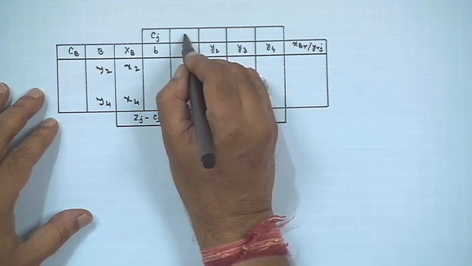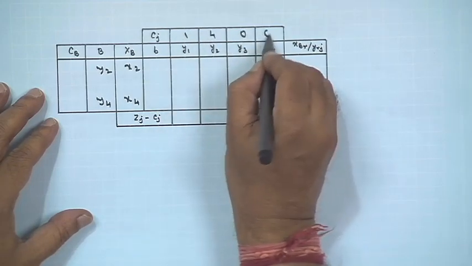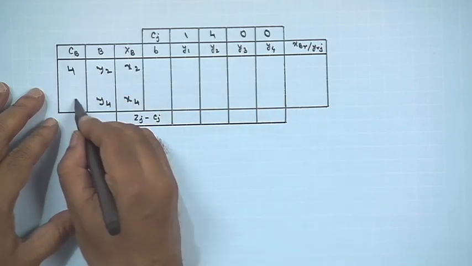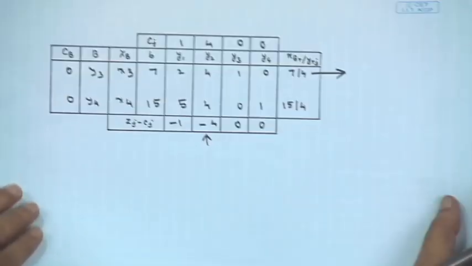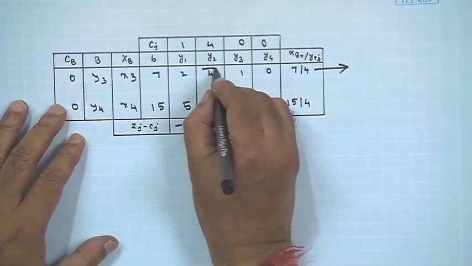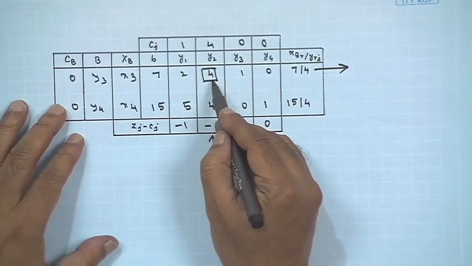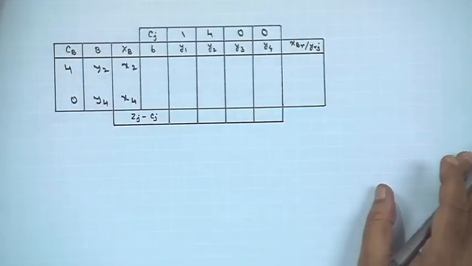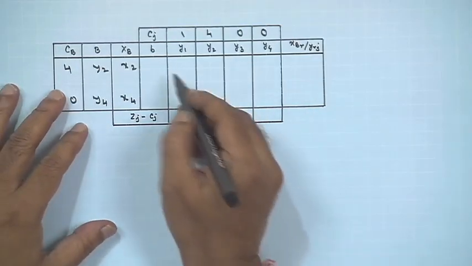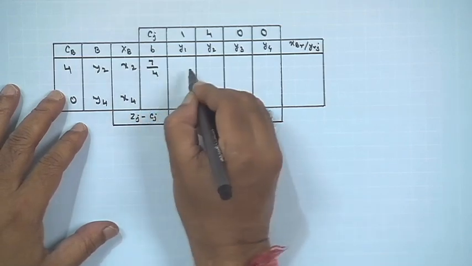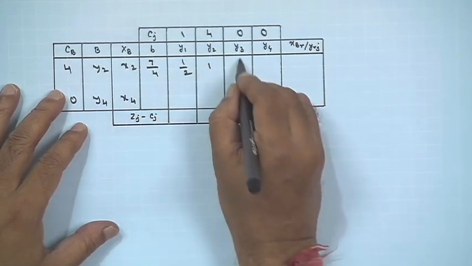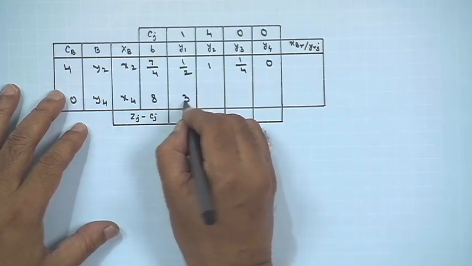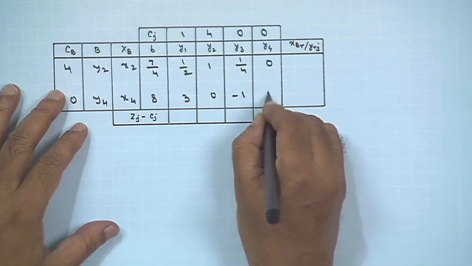Your Cj values are 1, 4, 0 and 0. So, CV values will be, x2 is 4, this is 4, 0. Obviously, here your pivot element was this, that means I will make this element 1 and this element 0. For that, I will perform the corresponding row operations. So, it will become 7 by 4, half, 1, 1 by 4 and 0. For this, it will be 8, 3, 0, minus 1 and 1.